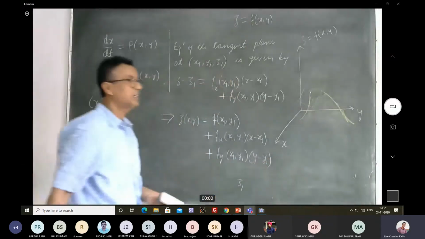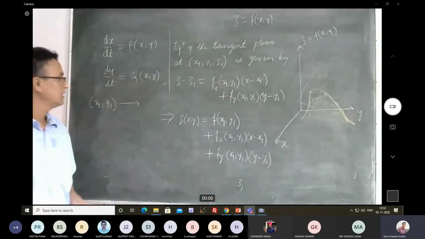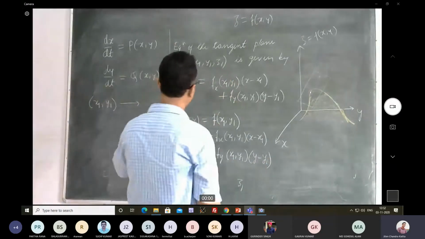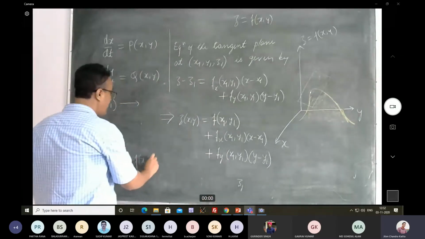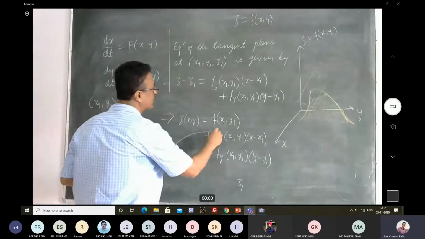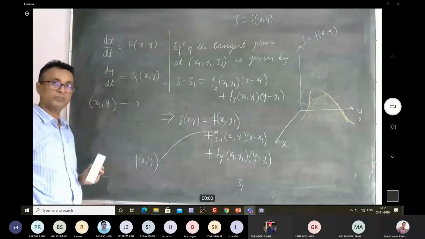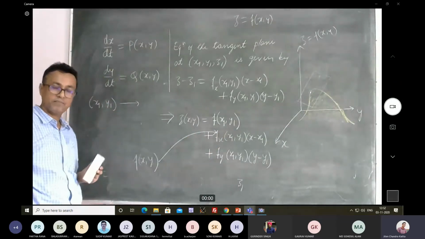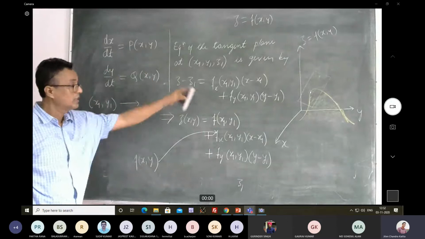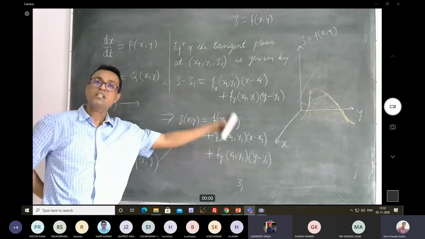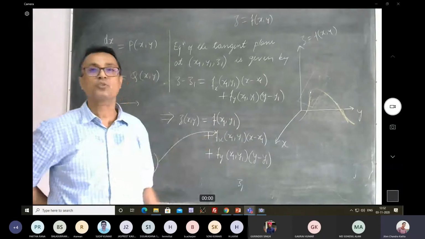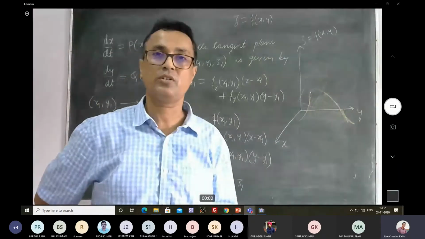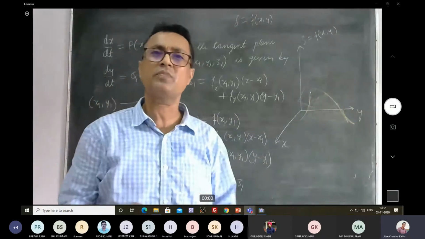Is it okay with everybody? See, basically what I have done, the function f of x, y has been approximated by this function. Is it okay? Fine. So this is going to give me the linear approximation for a function of two variables, and this is also called the tangent plane approximation. Now, is it clear? Because the concept is the same.